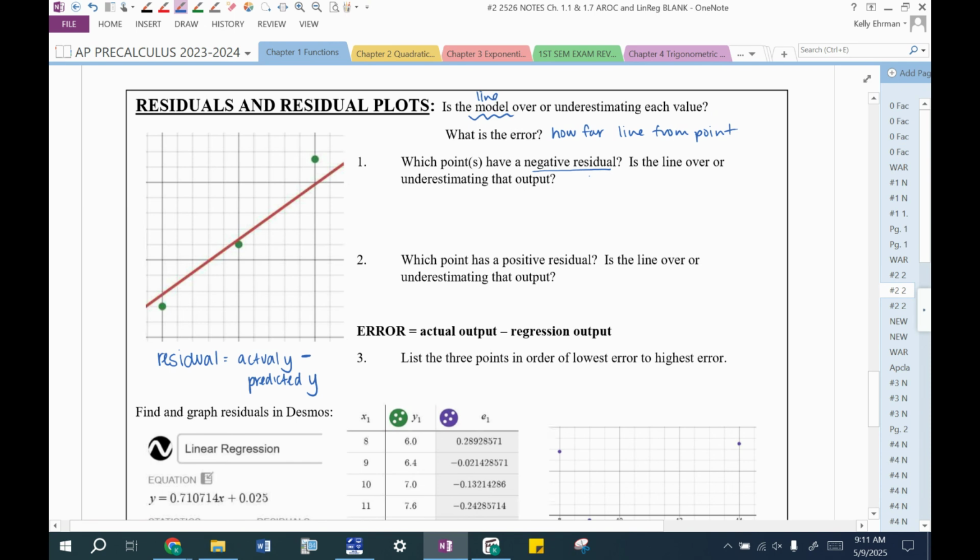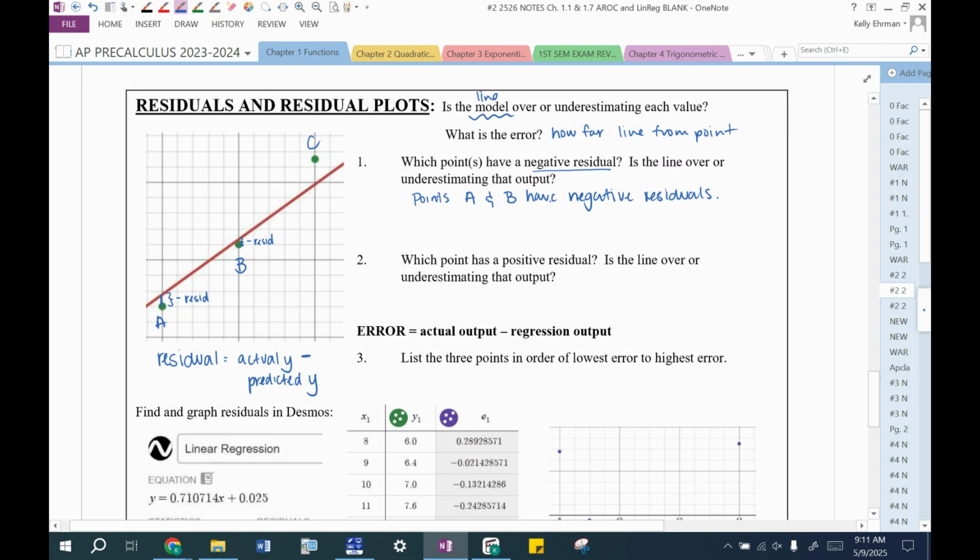So which one has a negative? Well, it would be any point that's below the line of best fit. So this is a negative residual. And this, even though it's barely under, that's a negative residual too. So let's call these points A, B, and C, just to simplify things. So points A and B have negative residuals.